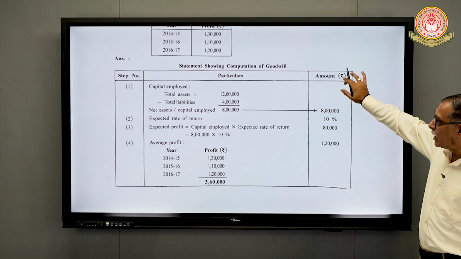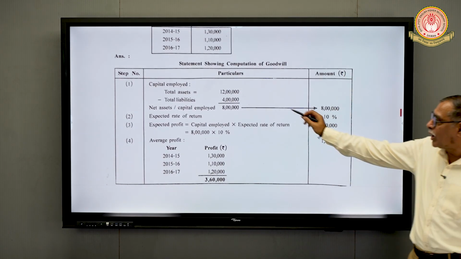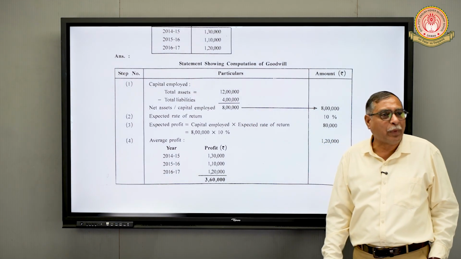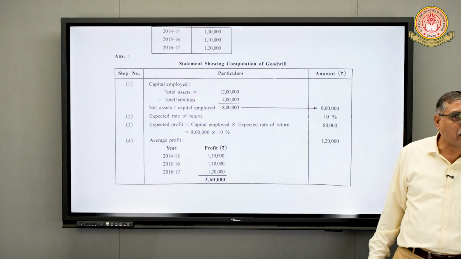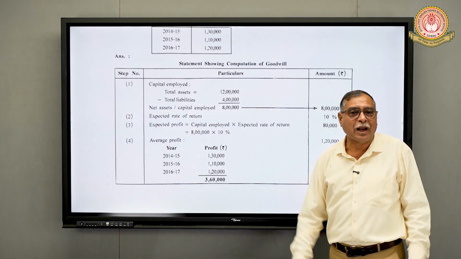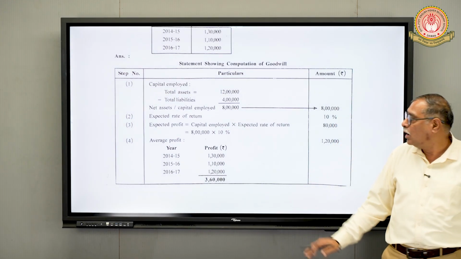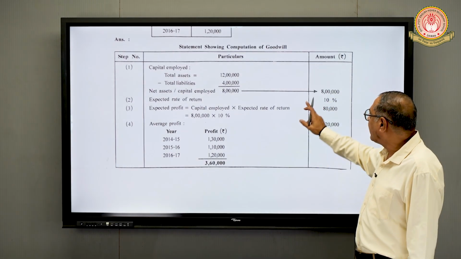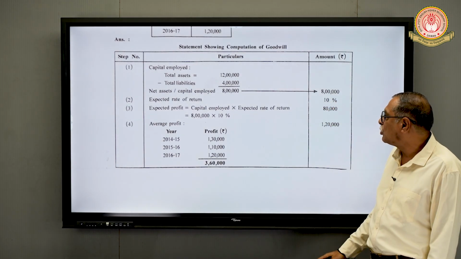You can see the table has been prepared. Total assets minus total liabilities is net assets, or capital employed. That means the capital invested in the business is 8 lakh rupees. Clear? Now the expected return is 10%. That was given in the question.